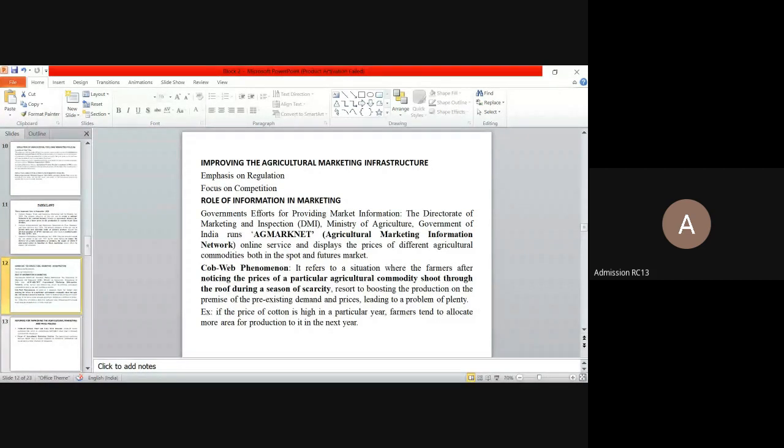One among those is the Agricultural Marketing Information Network, that is AgmarNet, as we call it in short, which is an online service and displays the prices of different agricultural commodities. Prices of agricultural commodities will be displayed in both spot and future markets. What are spot and future markets? Anybody? No idea.